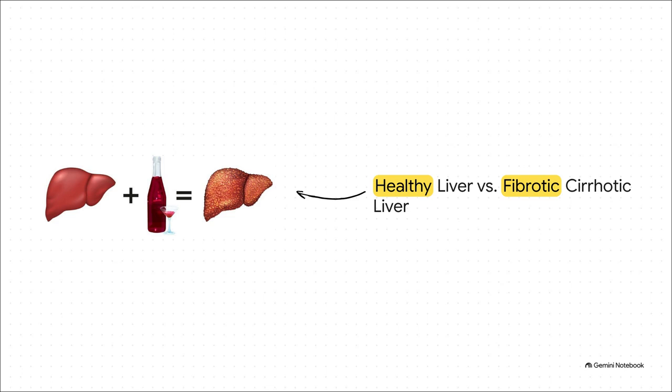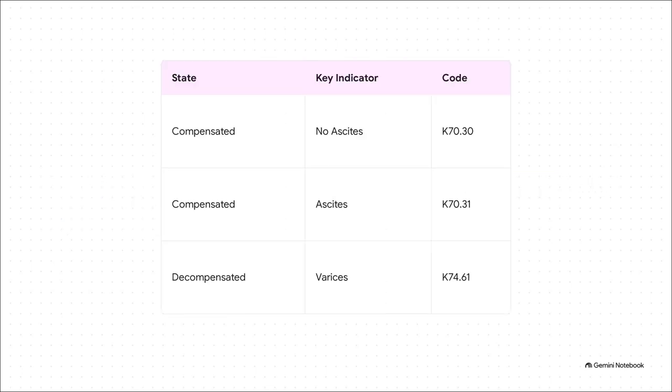And because this new tissue is basically just dense scar tissue, blood can't flow through it easily at all. Ultimately, the liver just stops performing its essential filtering and protein-building functions. To code this accurately, you really need to rely on this visual coding matrix. Everything hinges on whether the cirrhosis is compensated or decompensated. Compensated basically means the liver is heavily damaged, but it's still scraping by. If it's alcoholic cirrhosis without ascites, that's K70.30. If ascites is present, you bump it to K70.31.